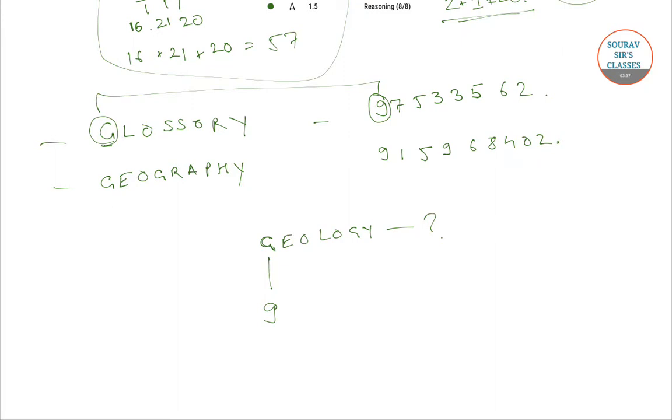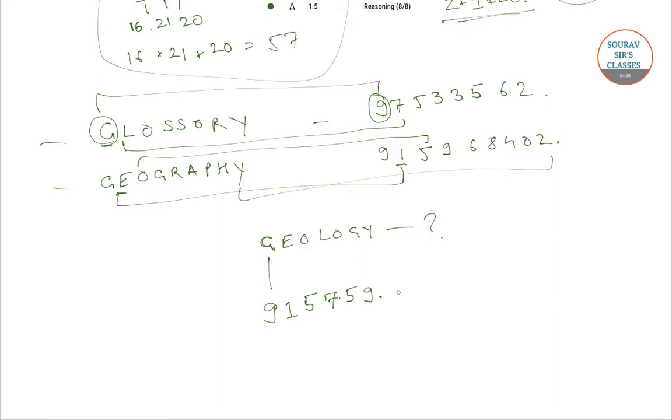Now E is coded as 1. O is coded as 5. L is coded as 7. O is coded as 5. G is coded as 9 and Y is coded as 2. So the code for geology is 9157592.